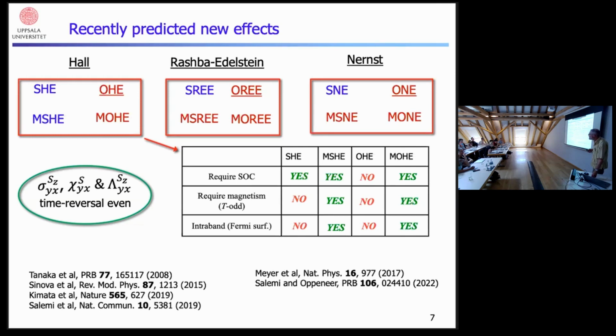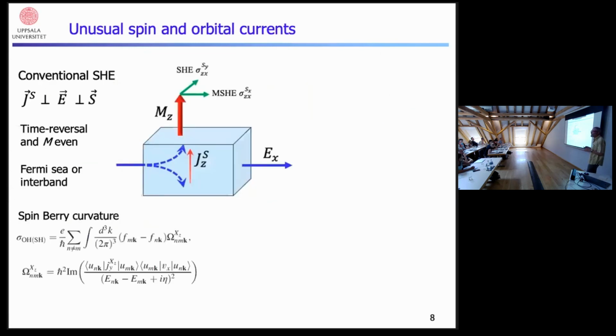Okay, so we discovered these effects after initial calculations. So the usual spin and orbital currents follow a convention for the spin Hall effect. The spin current, the electric field, and the spin polarization are all normal to each other. And they are time reversal even, as I already said, and you can calculate this from the Berry curvature expression. So important is here that n is not equal to m.